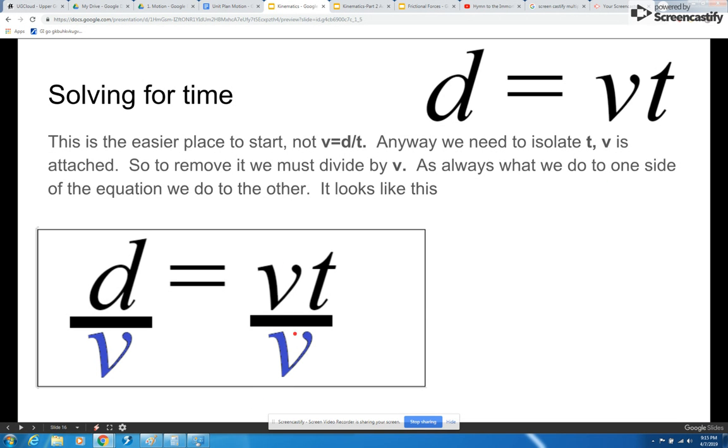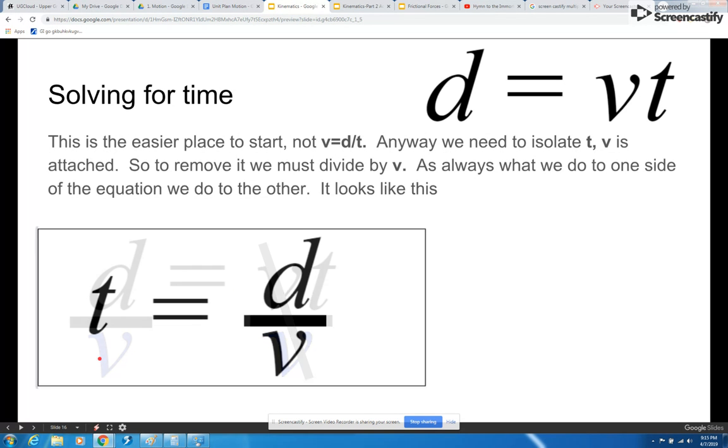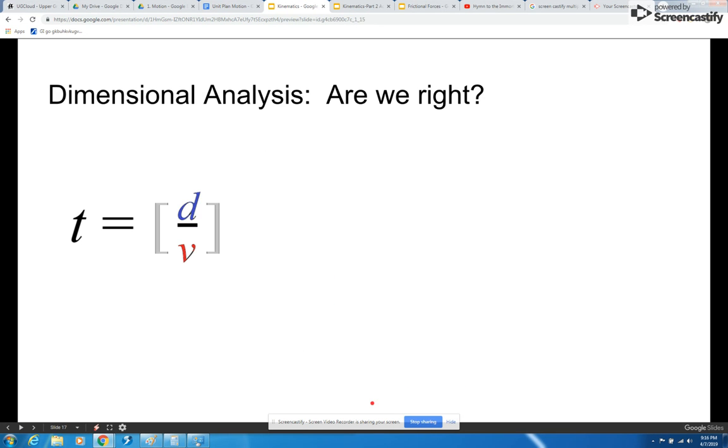And we're going to get a cancellation here, and that's going to leave us with t is equal to d over v, but we prefer to write our unknown on the left and the known variables on this side. The question is, does this make sense? So we first take a look at our dimensions to see if the dimensional analysis comes out correctly.